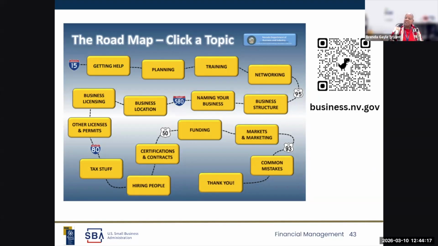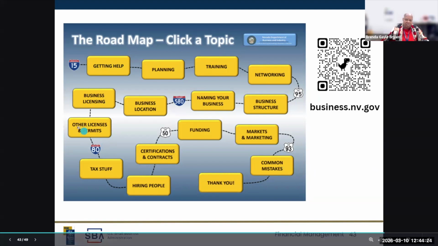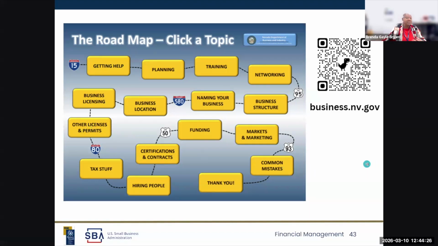Or if you're looking at, I'm going to get a business license, but do I need any other thing? Do I need any kind of permits or something? Click on other licenses and permits and find out, do you need anything additional? So this is a very good place to go just to figure out where you are and what the next step is.